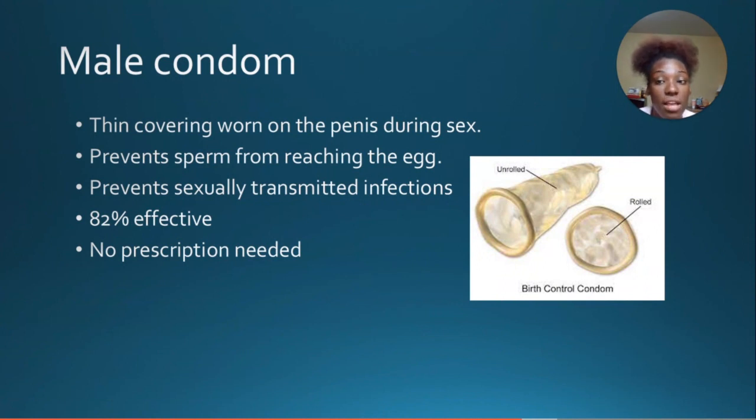So although you may be on one of the other types of birth control methods, you can still use a condom for the diseases or infections because they will not prevent that. This is the only method that would prevent infections. And it is only 82% effective.